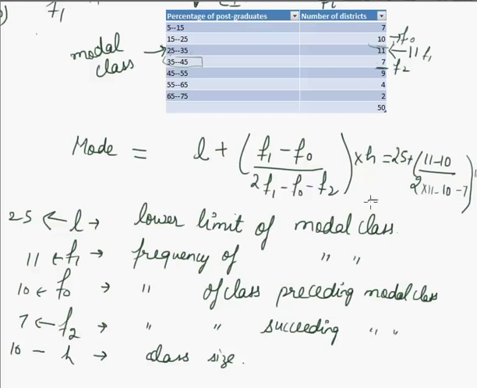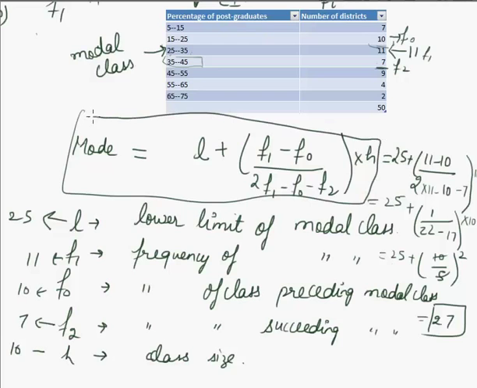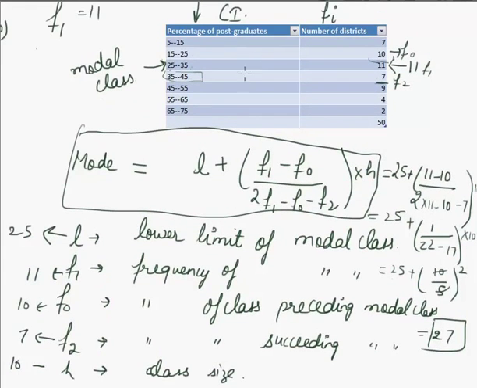So we have 25 plus 1 over 22 minus 17 and into 10. So it will be 25 plus 10 over 5, which will be 25 plus 2, that is 27. So friends, this is the formula which is used for calculation of mode for a grouped frequency distribution table.